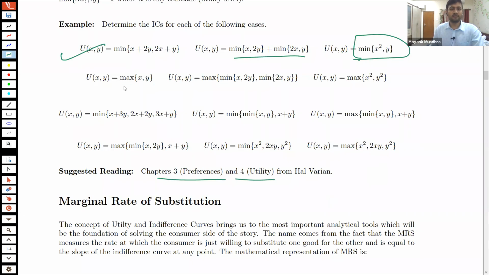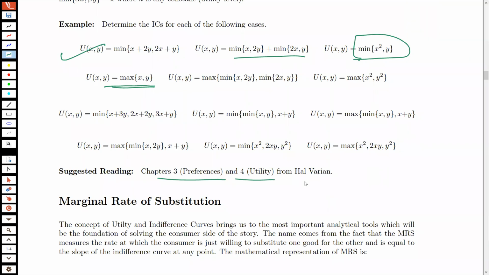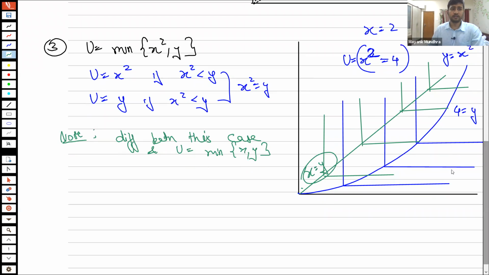Okay, max of x comma y. Can anybody tell me what the function is going to be now? Max of x comma y. It will be inverted L-shaped curves passing through x equals y. Very good.